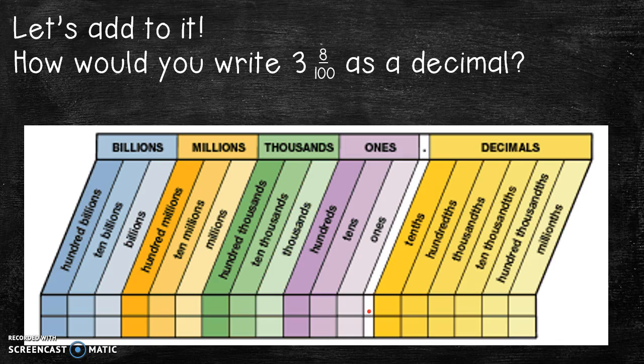So let's add to it. How would you write 3 and 8/100ths as a decimal? Well, we know that 3 is going to be our whole number, and that belongs in the ones column because that's 3 ones. There's nothing in the tenths column, and our 8 goes in the hundredths column. 3 and 8/100ths.